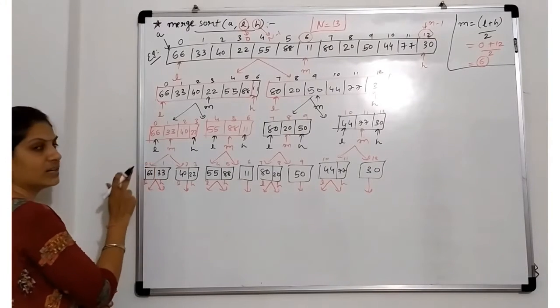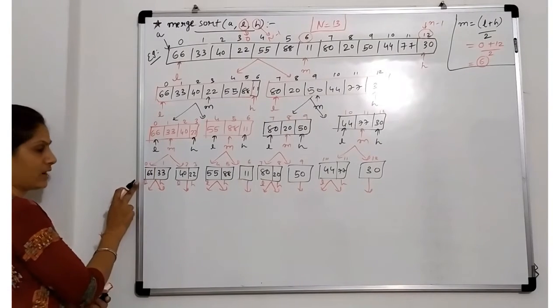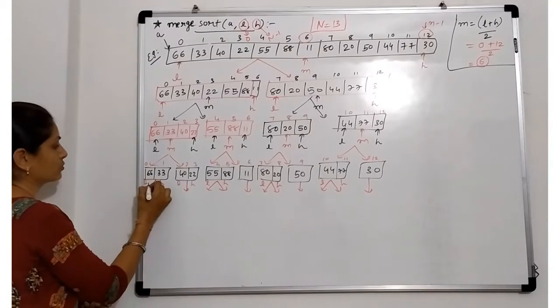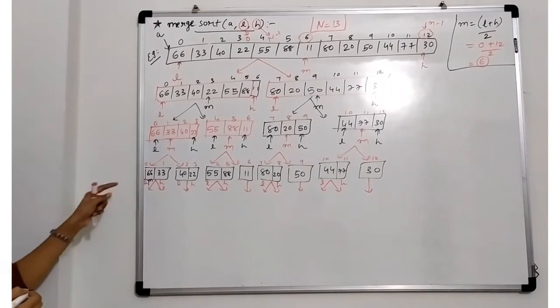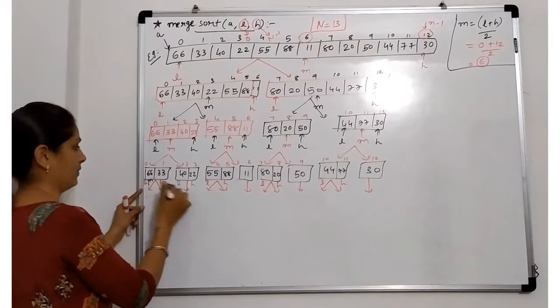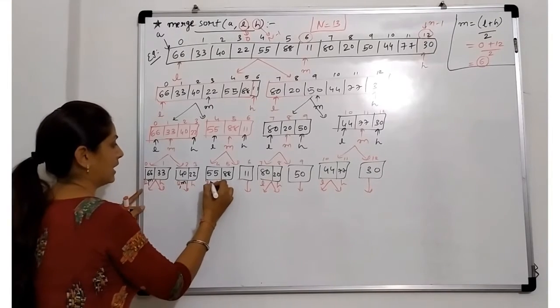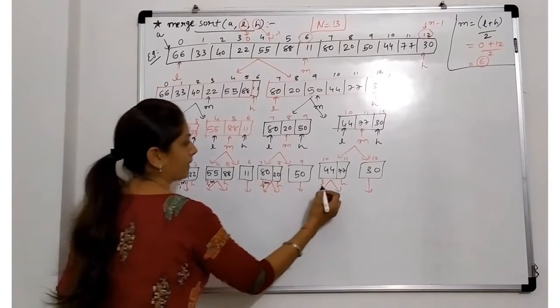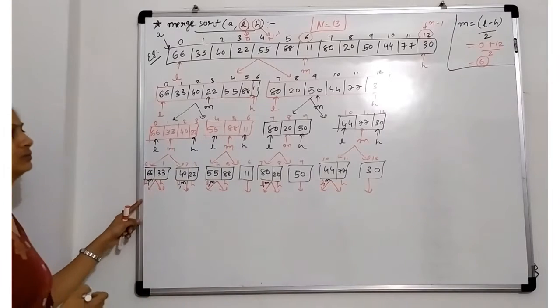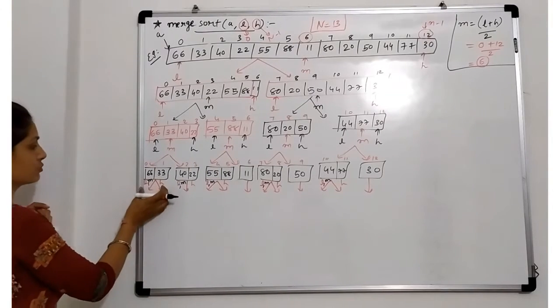So 0 plus 1 divided by 2, so 0.5. So the integer value is 0. On the same position of L, we are finding M. Same case here, L and M. Now, separate these 2 parts.